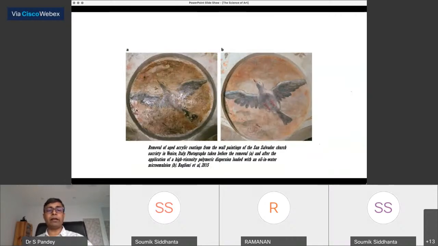This painting had an acrylic coating on the top, and this was cleaned using gels, by creating a dispersion of oil in water microemulsion placed within a gel, and this is how beautifully it is cleaned.